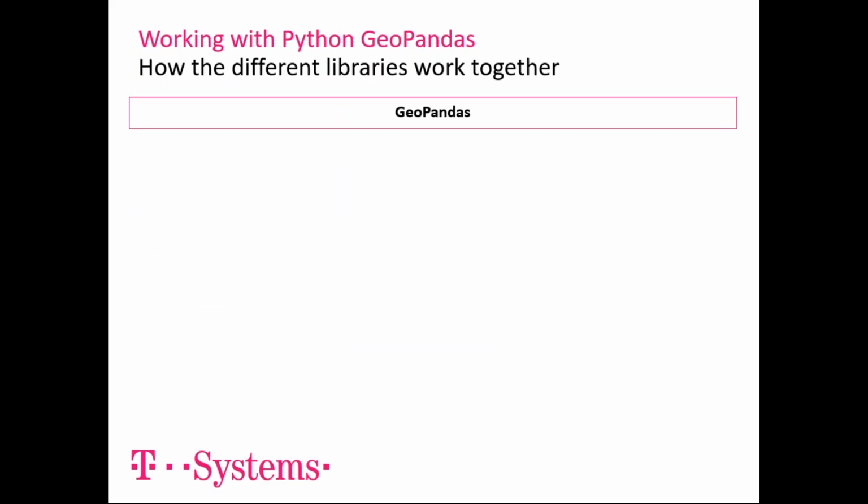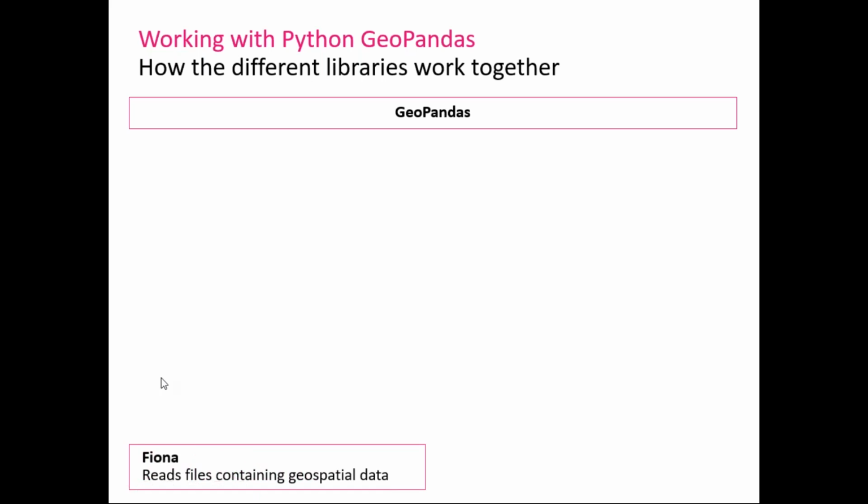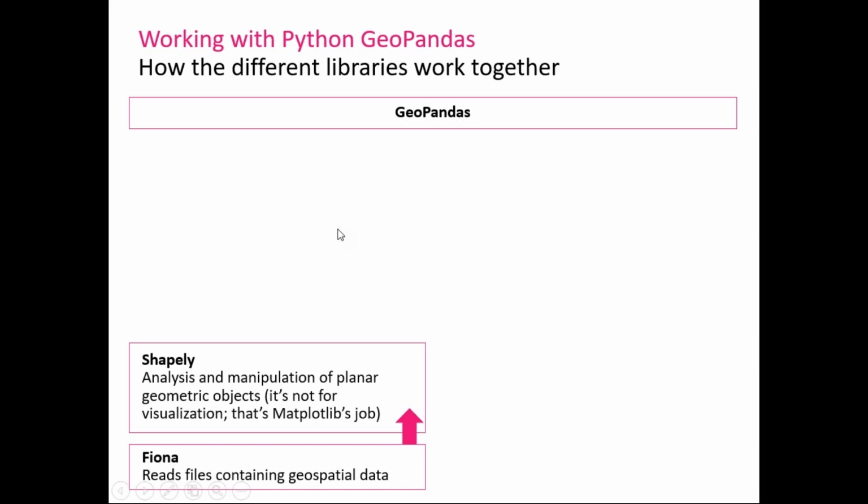Now, another quick refresher, working with Python GeoPandas. GeoPandas is the main library in Python for working with geospatial data, analyzing and visualizing geospatial data. Now, let's take a look at how the different libraries under the hood of GeoPandas work together. So first of all, there's Fiona. Fiona's job is to read files containing geospatial data. Second comes Shapely, and Shapely is built specifically for analysis and manipulation of planar geometric objects. It's not for visualization, that's Matplotlib's job.